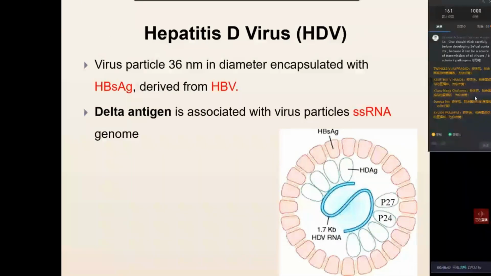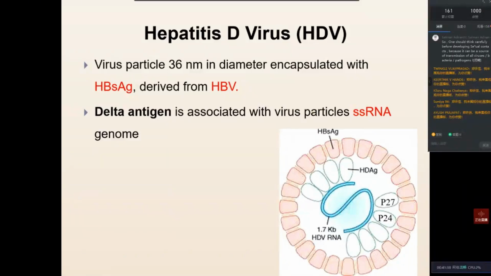The virus is about 36 nanometer in diameter. And its surface is not some protein from itself. It's from HBV. That's HBV surface antigen. It's derived from HBV virus. And it also contains delta antigen inside the surface. So the delta antigen is encoded by the virus. The virus particle is also single-stranded RNA. Genome size is about 1.7 kb. So this is the schematic drawing of HDV structure.